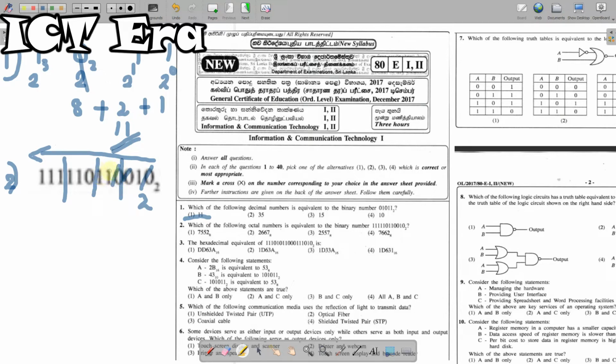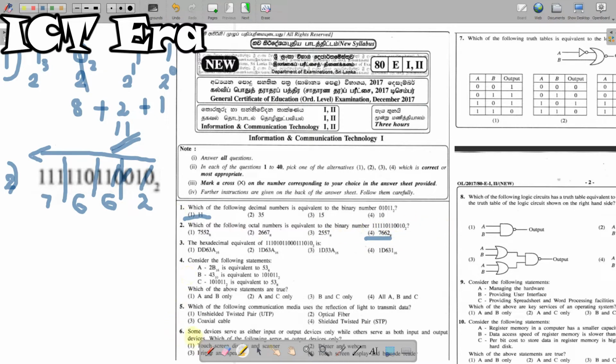Then 2 to the power 1 is 2, 2 to the power 2 is 4, 4 plus 2 is 6. Here also the same value, 6. Then here all 3 bits are 1, so it should be 7. 2 to the power 0 is 1, 2 to the power 1 is 2, 2 to the power 2 is 4, then 4 plus 2 is 6, 6 plus 1 is 7. So here the answer should be 7662 octal, base 8.